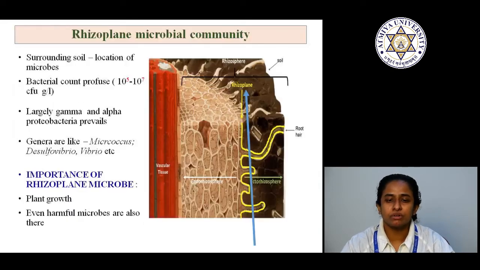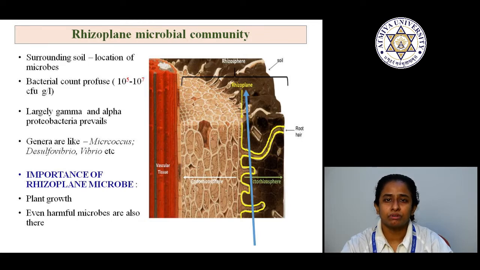Now, if I talk about the microbial community present in the rhizoplane, as you can see here, these blue lines are the zone called the rhizoplane, and the surrounding location of the microbes. For bacteria, it is 10 to the power 5 to 10 to the power 7 CFU per ml, and largely gamma and alpha proteobacteria are more prevalent here. For a 1 mark MCQ, this is a very important part: which type of bacteria is more prevalent in the rhizoplane? You will say that gamma and alpha proteobacteria are mainly profusely growing in this rhizoplane region.